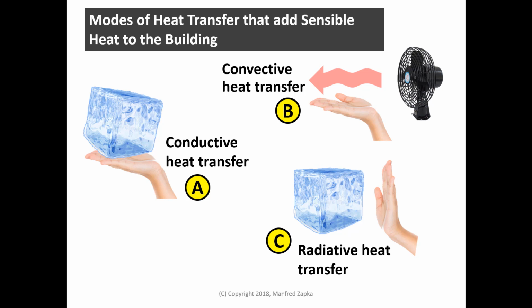In this slide, we identify the three heat transfer modes that contribute to adding heat to the buildings. And these three modes are conductive heat transfer, which we call A, convective heat transfer, which we refer to here as B, and radiative heat transfer, which is C here. And we'll be using these identifiers A, B, and C in our next slide.